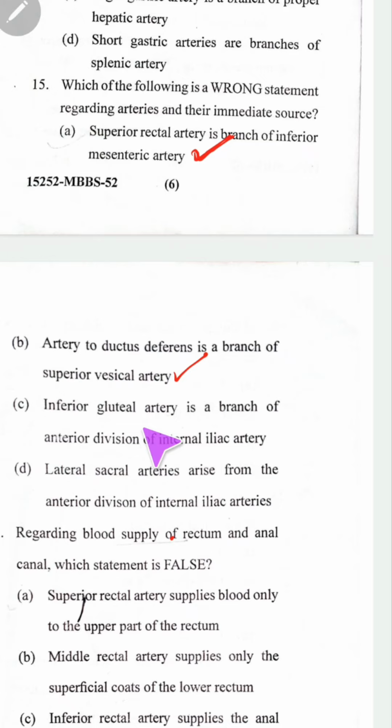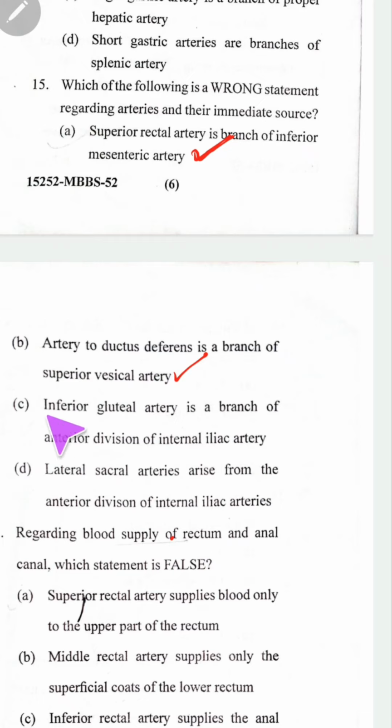The deep one, not the superficial. Superficial one is a branch of the femoral artery. Superficial inferior epigastric. We are talking about the deep branch. What is the branch of the inferior epigastric artery? Branch to artery to cremaster. That is just for you to add up knowledge.